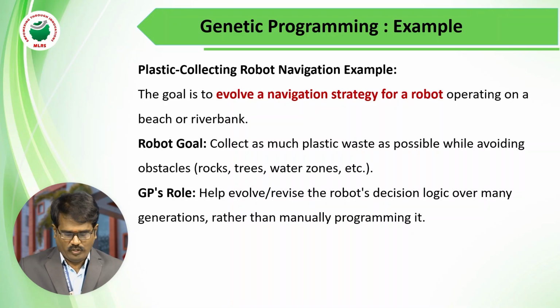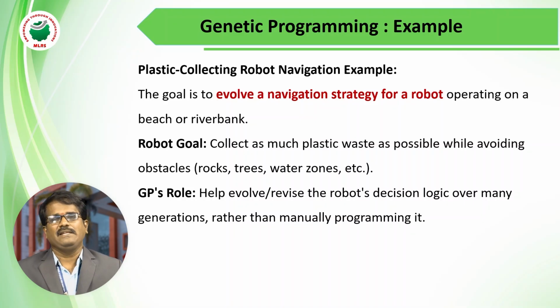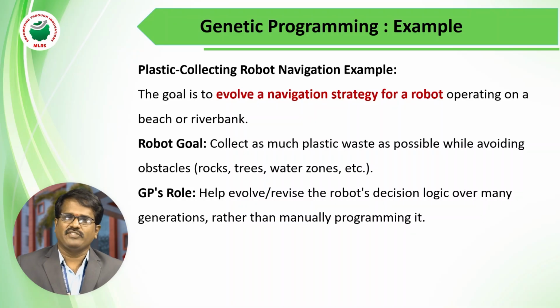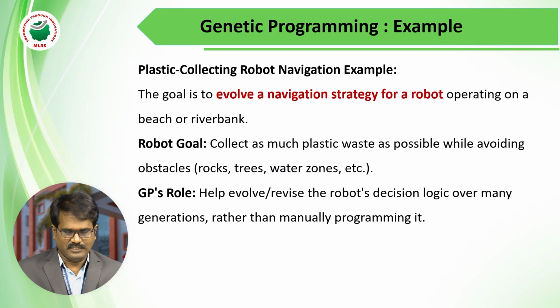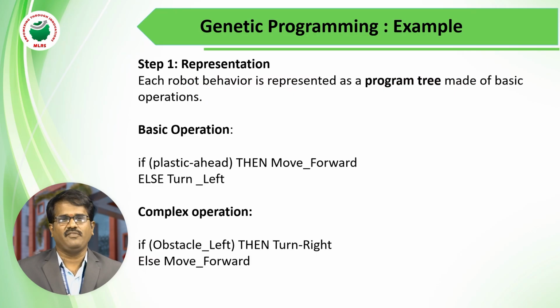Here, genetic programming helps evolve or revise the robot's decision logic over many generations rather than manually programming it. With the help of genetic programming, we will evolve a good strategy or good logic which can be used by the robot. That is our task. Now, this plastic collection robot navigation can be explained with the total steps of genetic programming. Step 1 is representation.